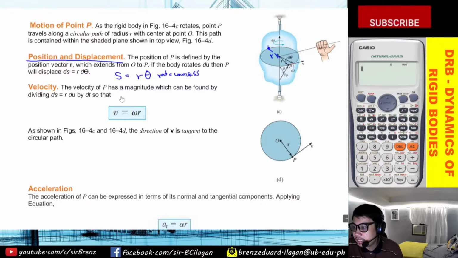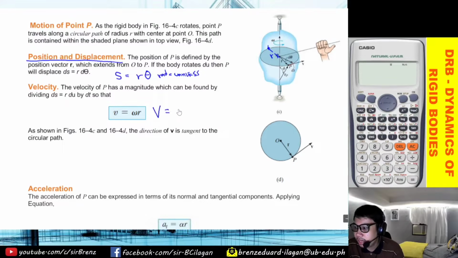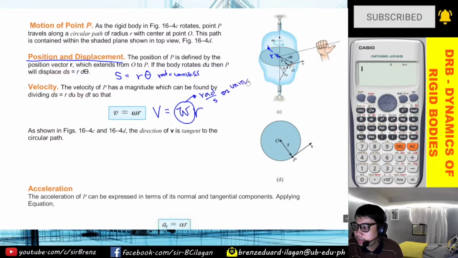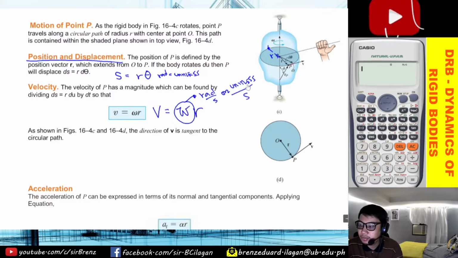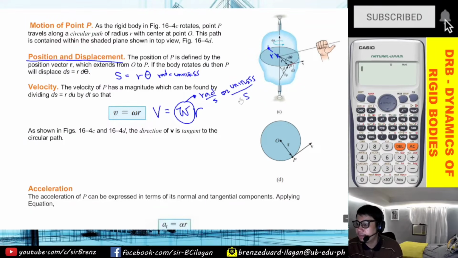And the velocity of P has a magnitude which can be found by dividing ds equals r d theta by dt. So, if you want to compute the velocity, you multiply the angular velocity by the radius r. The unit of angular velocity is radian per second, or unitless per second. If you multiply it by a distance r, for example in meters, it becomes meters per second. Okay?